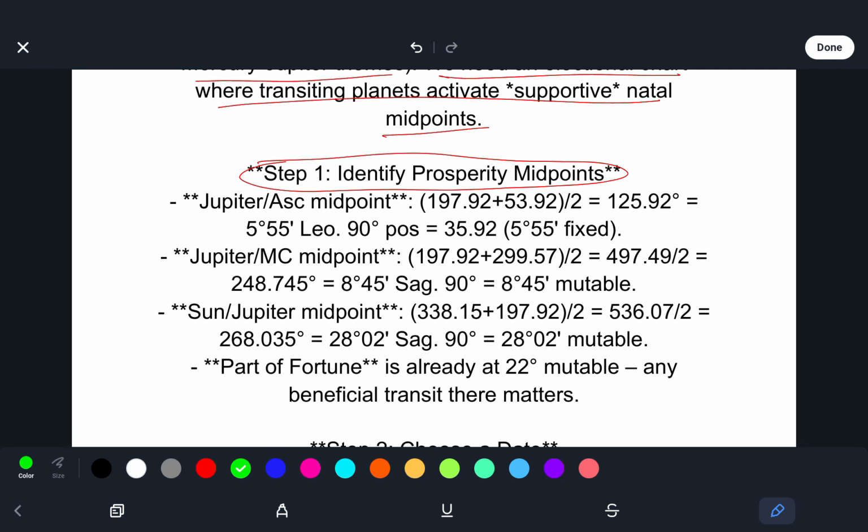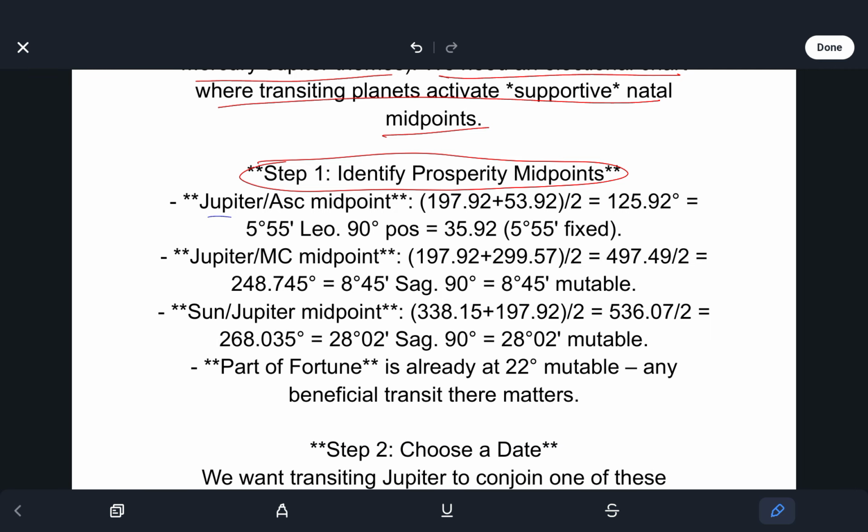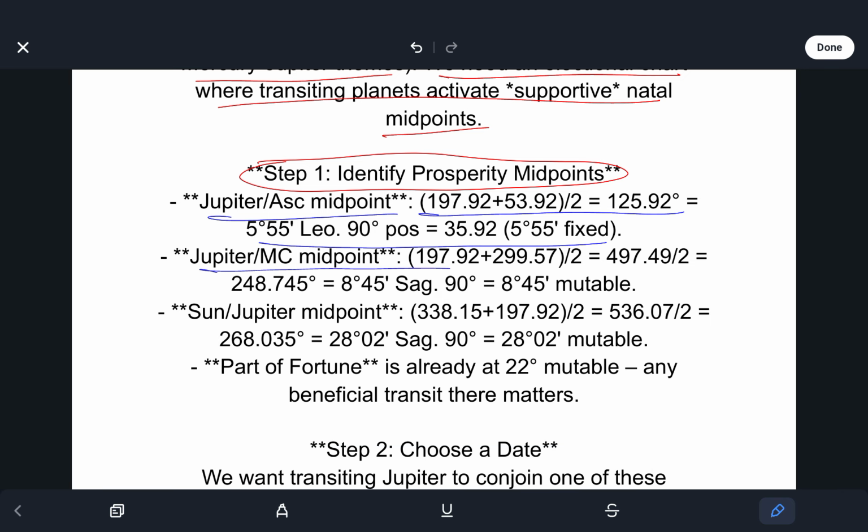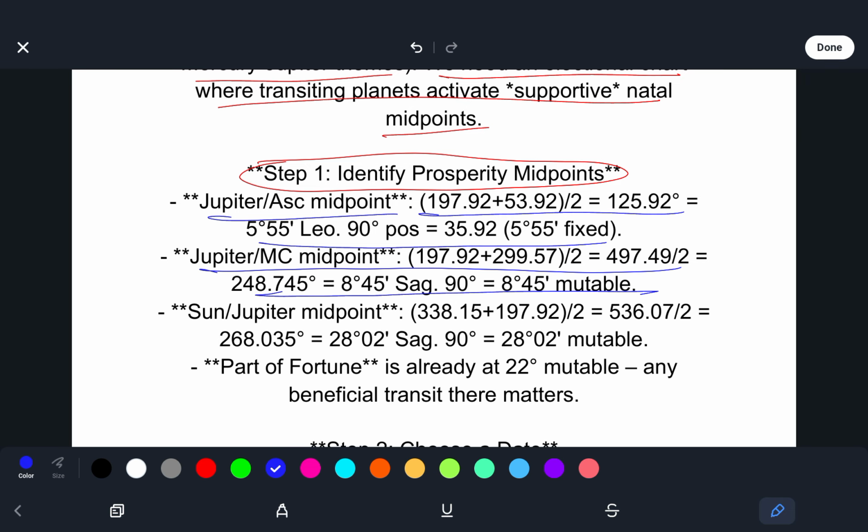First, we need to identify our prosperity midpoints. Jupiter-Ascendant midpoint, Leo fixed. Jupiter-Midheaven midpoint, Sagittarius 8 degrees 45 mutable. Sun-Jupiter midpoint, Sagittarius 28 degrees 02 mutable. And the Part of Fortune is already at 22 degrees mutable. Any beneficial transit there matters.